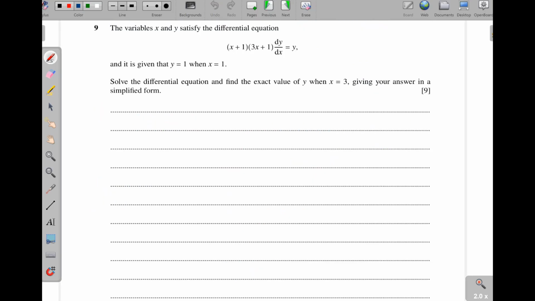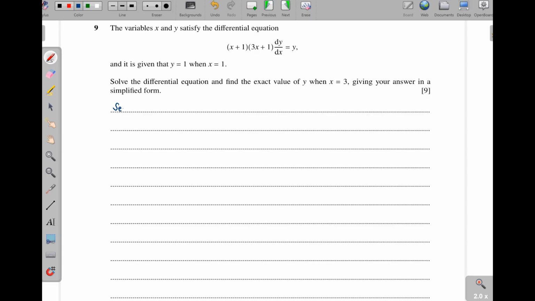There. Question 9 is coming from differential equations. The variables x and y satisfy the differential equation here. And it is given that y is equal to 1 when x is equal to 1. Solve the differential equation and find the exact value of y when x is equal to 3, giving your answer in a simplified form. And these are 9 marks. So that means there are many methods we are going to apply here. I'm seeing a product of these ones. When I separate the variables, I will need partial fractions.